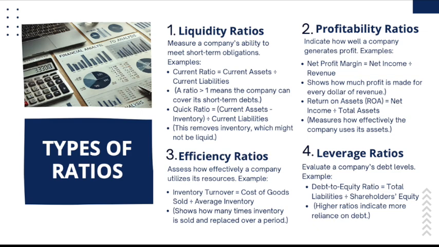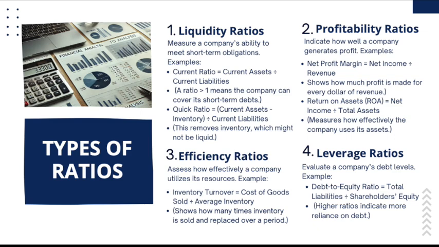And now we have the efficiency ratio. Efficiency ratio assesses how well a company utilizes resources, such as inventory turnover, which is the same as the cost of goods sold divided by average inventory. So let's imagine that the cost of goods sold by ABC Electronics is $30,000 and the average inventory is $5,000. Therefore, their inventory turnover is $30,000 divided by $5,000, which is 6. This means that ABC sells and replaces its inventory 6 times a year.